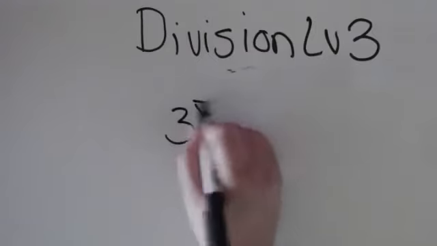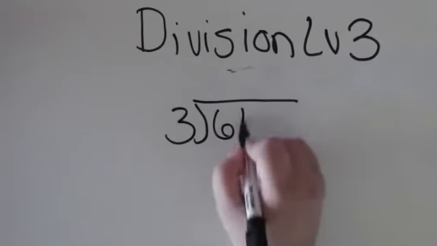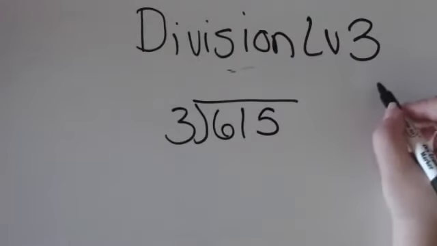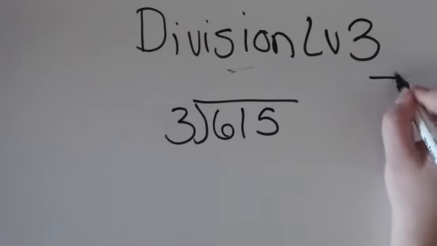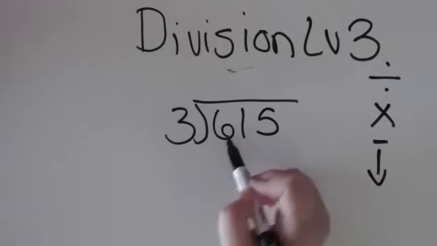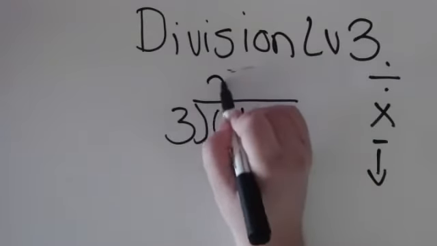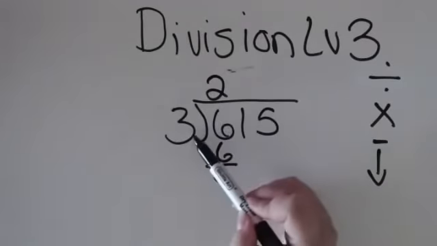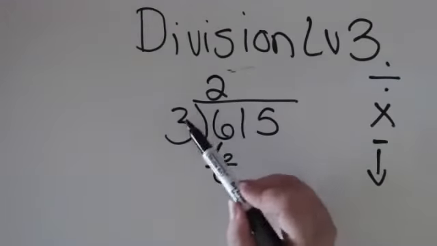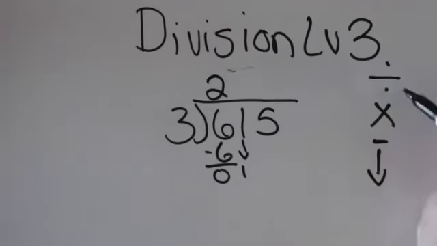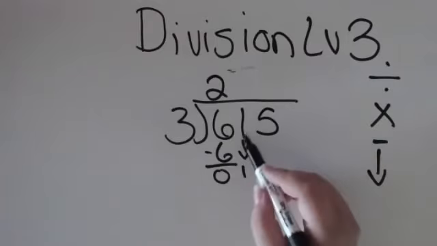We'll have 3 dividing 615, okay? Now we're going to start with the traditional long division steps. So the steps are divide, multiply, subtract, and bring down. 3 goes into 6 twice, which is 6. Take away equals 0. Now remember, 3 goes into 6 twice because 3 times 2 is 6. Now we bring down the 1. There's all my steps. I've divided, I've multiplied, I've subtracted, I'm bringing down. So bring down the 1.